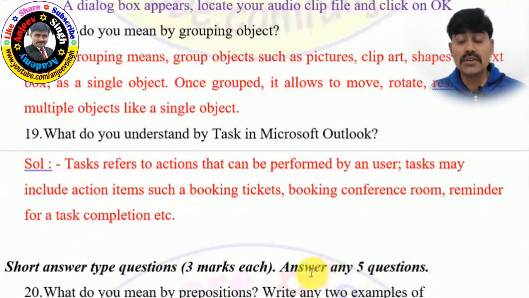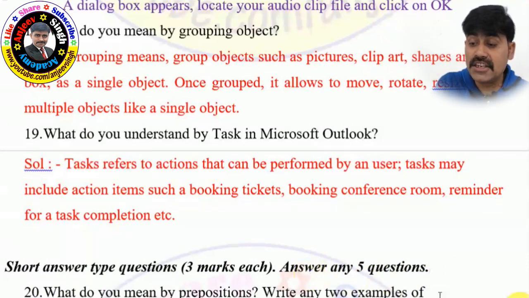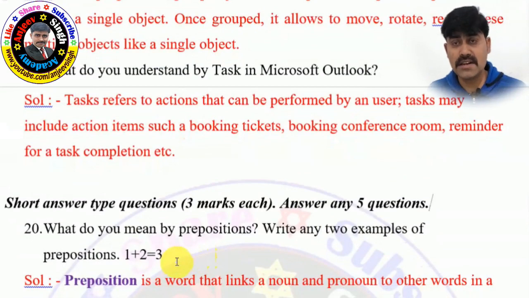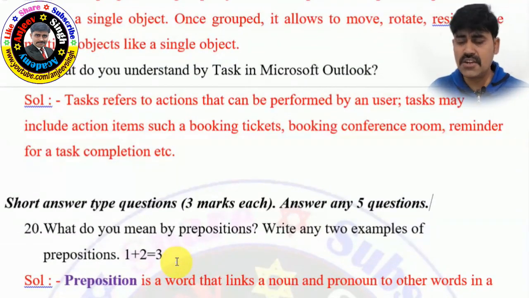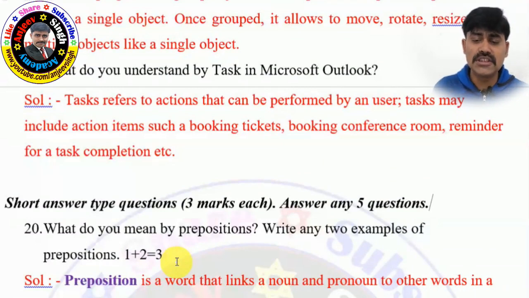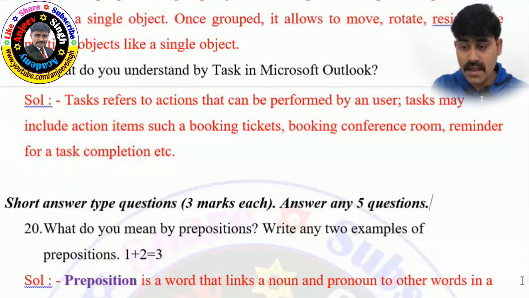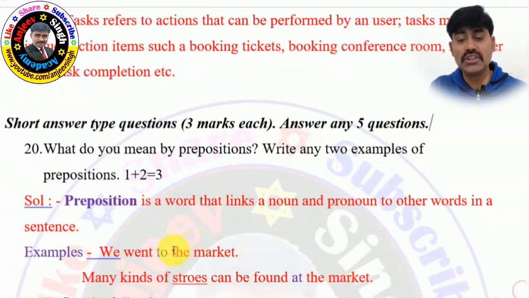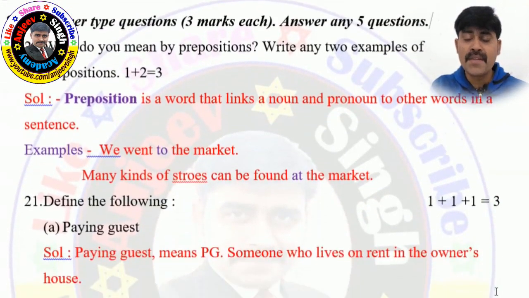Okay. So the first question, what do you mean by preposition? Write any 2 examples of preposition. This is 1 plus 2 is equal to 3 marks. Means first you have to tell about the preposition and then give the example of any 2 prepositions. So okay, a preposition is a word that links a noun or pronoun to other words in a sentence. We went to the market. Here, to is the preposition. Many kinds of stores can be found at the market. Here, at is the preposition. So these are the examples, and it's a very easy question.